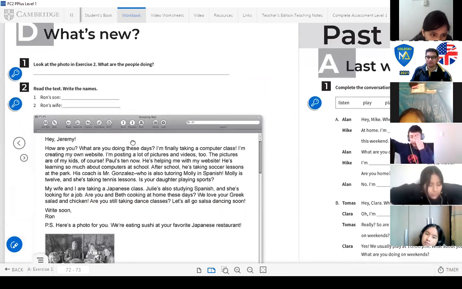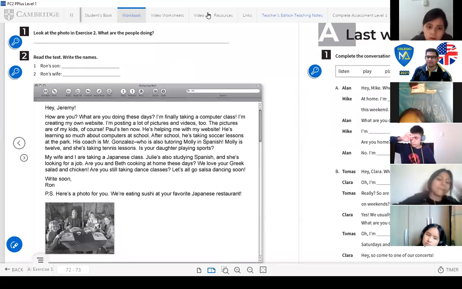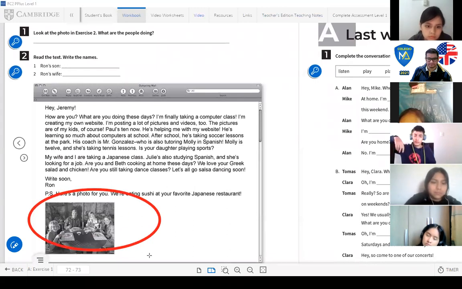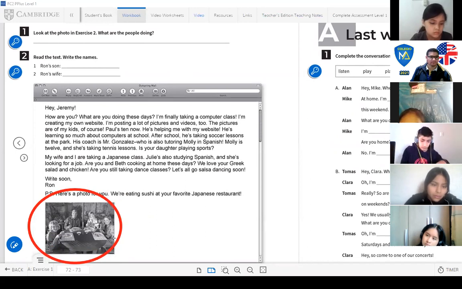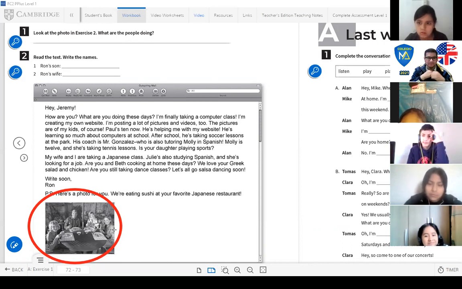Look at the photo in exercise 2. What are the people doing? Okay, what do you think? What are they doing? In the restaurant? Okay, they are in the restaurant. What are they doing in the restaurant? They are working, they are playing. Eating? Very good, right? They are eating at the restaurant.